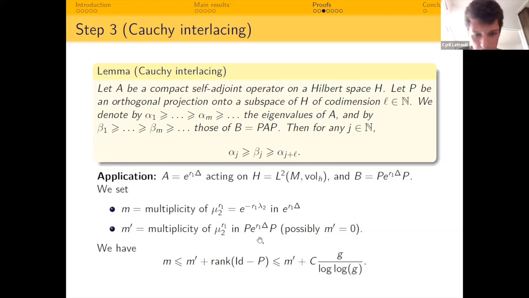Possibly it's 0, but it would be favorable if it's 0, because in fact this theorem tells you that M is bounded above by M prime. This is exactly the application plus the codimension of P, so the rank of identity minus P, which we know is bounded above by Cg over log G. Now, since our goal is to bound the multiplicity of mu2, we just want to bound M, and this bound tells you that you just have to bound M prime. You have to understand multiplicity in this operator. And you can forget about this G over log G because our bound is of this order. So this is a nice lemma that is independent of our work. Of course, it's very simple, but it's beautiful. I didn't know it before.